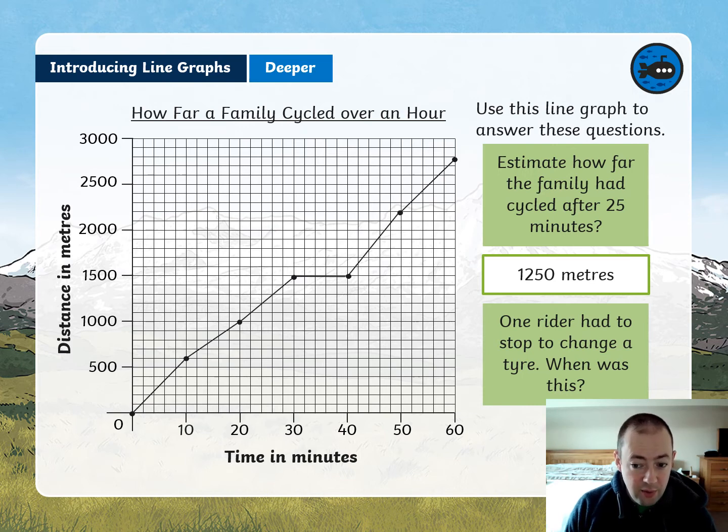Well, he stops moving forwards at 30 minutes. If you look at the 30 mark and move up to the point where there's a flat line, that's where he stopped for 10 minutes to change a tyre. So that's between 30 and 40 minutes.